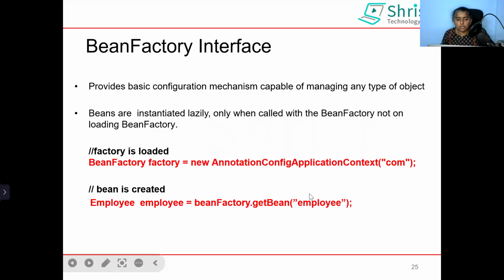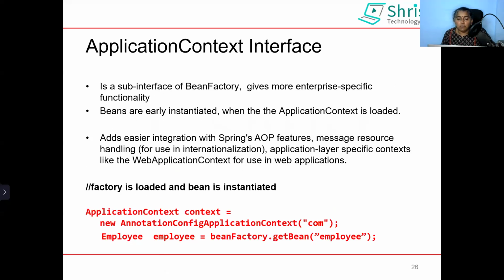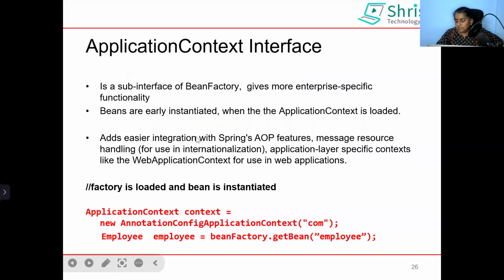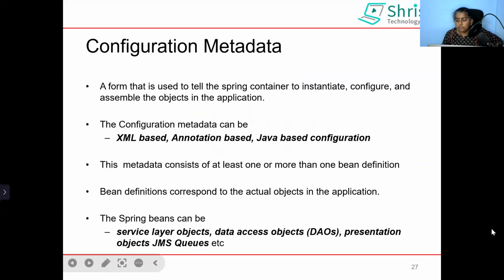Let me quickly move on to the next one. So what have we seen? Java, POJO classes, our classes. The container also we have seen. What is metadata? Let us see what this metadata is. Configuration metadata is something like a manual. Suppose you are purchasing a light or a mic. I need to assemble this mic. So what do I need? I need a manual. I can read from the manual and assemble the mic.